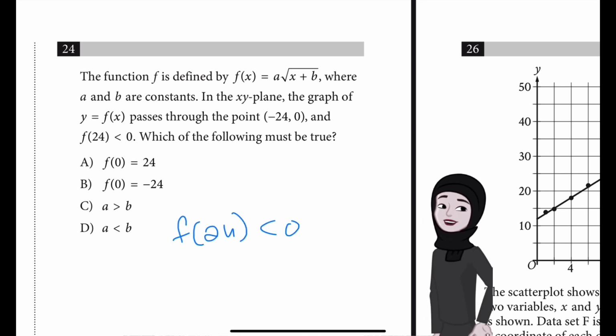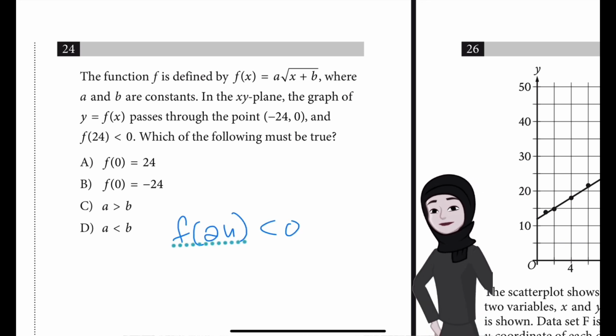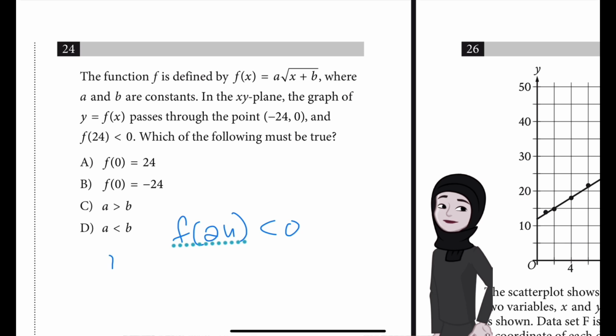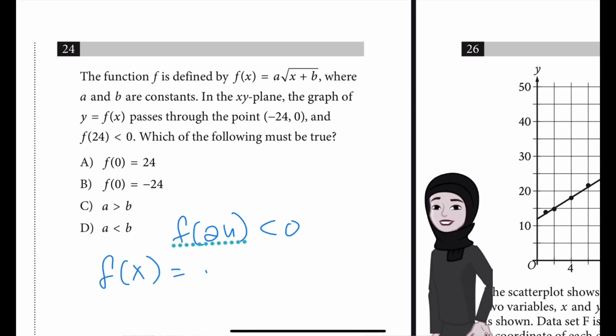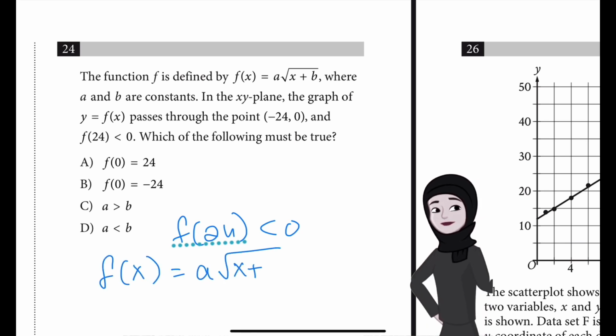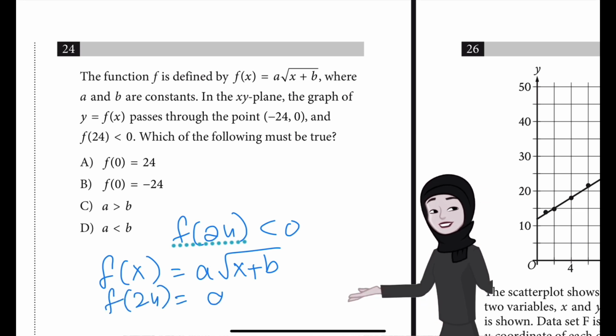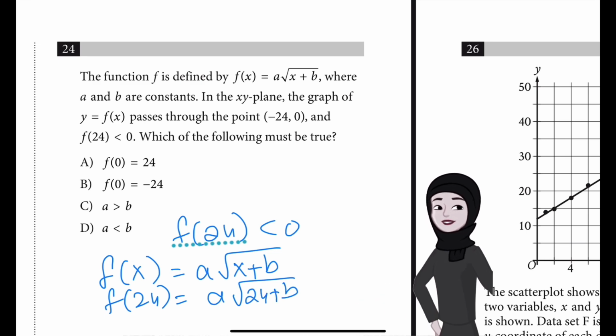Now, what is given? It is given that f of 24 is less than 0. That means it's a negative value. So, substituting 24 for x in the equation. What is the equation we have? We have f of x is equal to a times square root of x plus b. So, that means f of 24 will be equal to a times square root of 24 plus b.